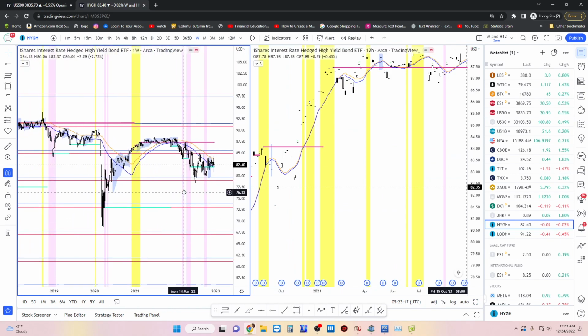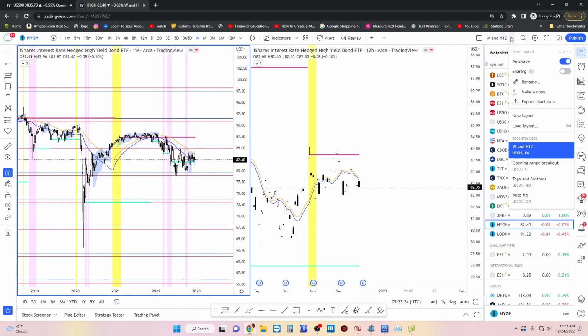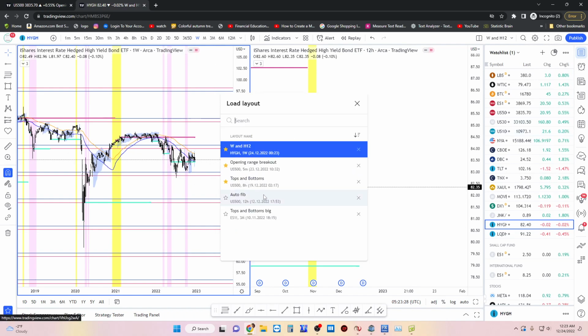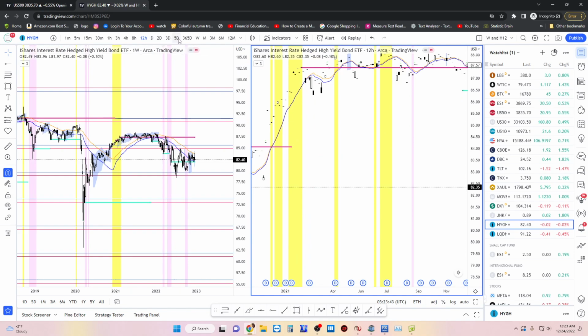So I don't know, it's very discretionary based. Maybe I will adjust one to where you just do a big range and a smaller range, and we'll just move this to the weekly as well.